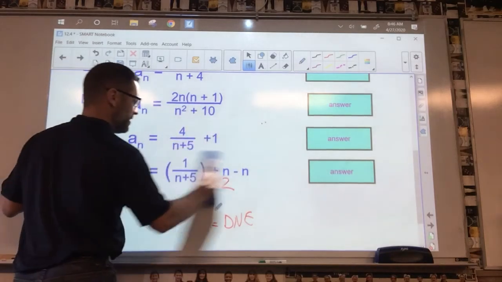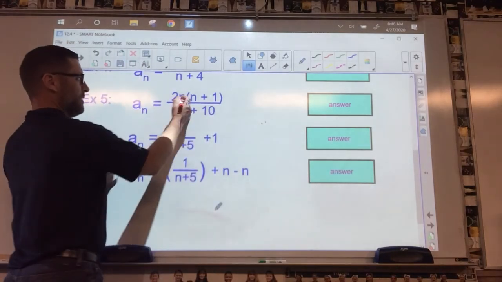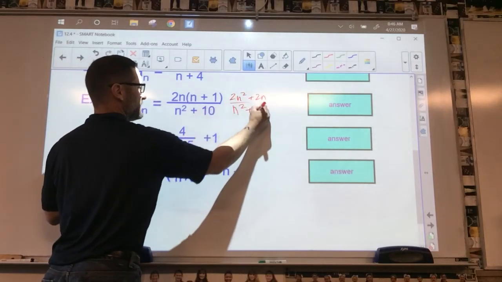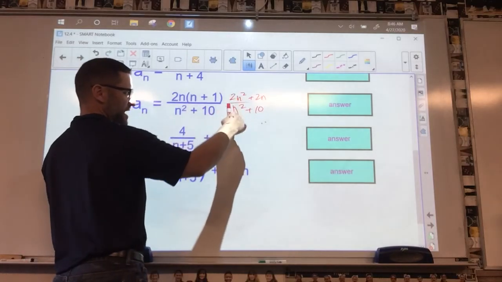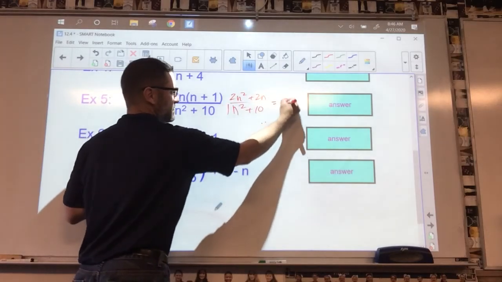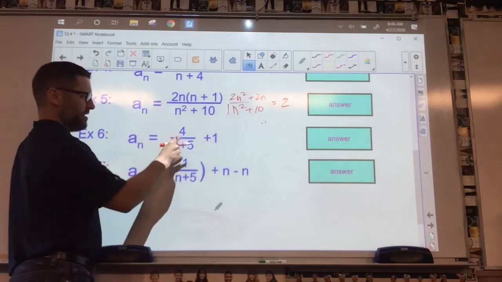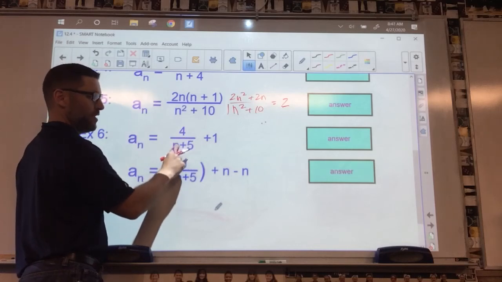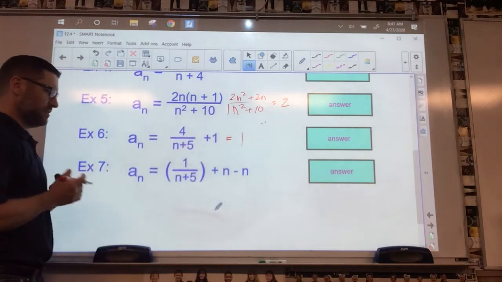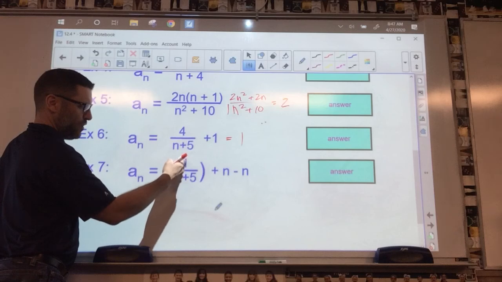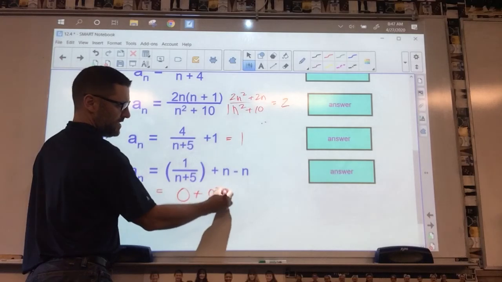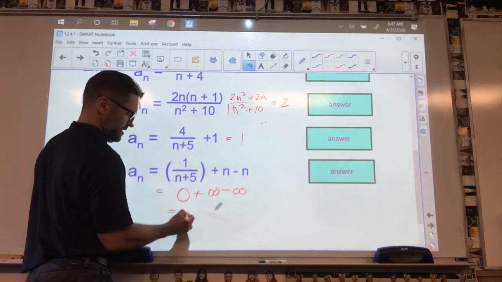Okay, right here we have distributed 2n squared plus 2n all over n squared plus 10. Okay, n squared into n squared. I know I have numbers on here at infinity. They're insignificant. Use leading coefficients, 2. Okay, here I got 4 over a really big number is 0. 0 plus 1 is 1. And right here I got 1 over a really big number, which is 0, plus infinity minus infinity is 0.